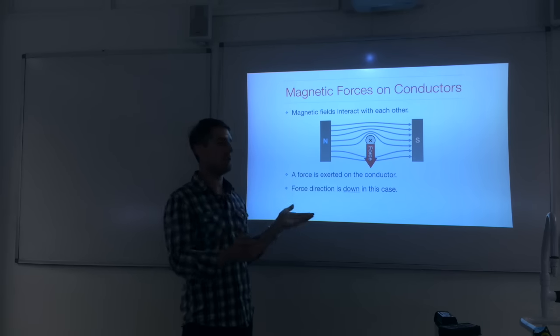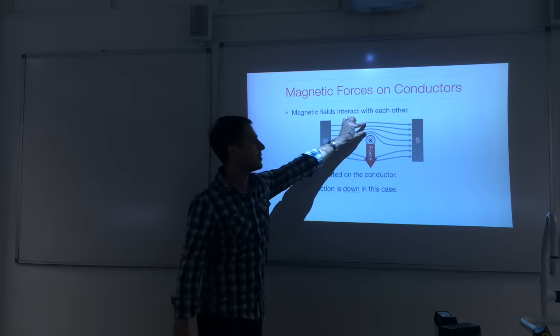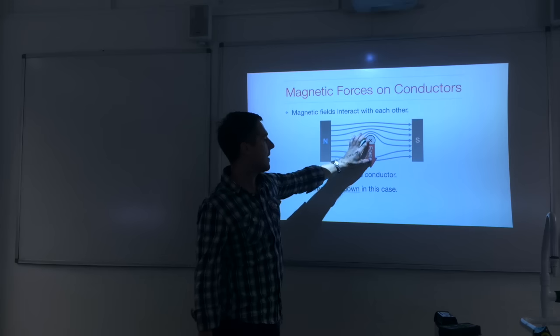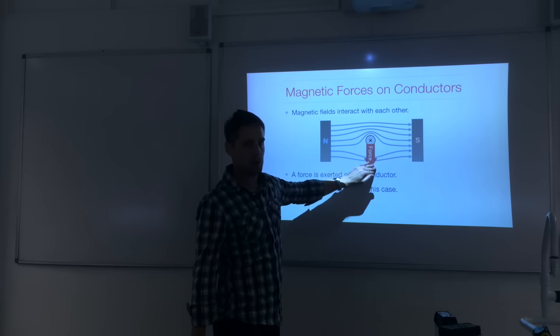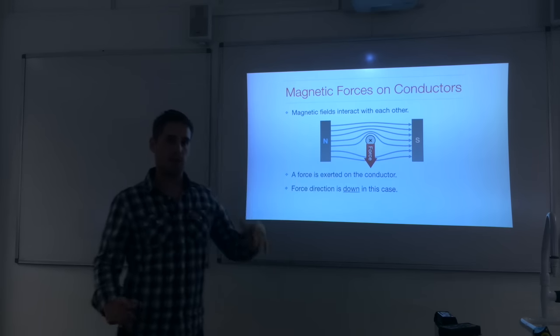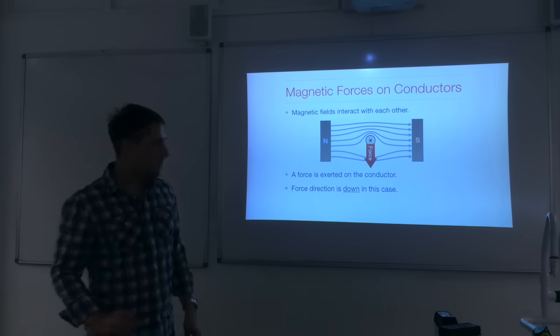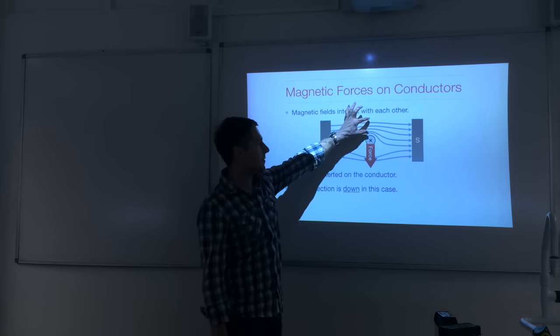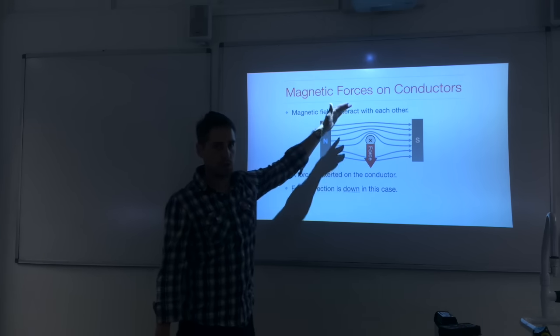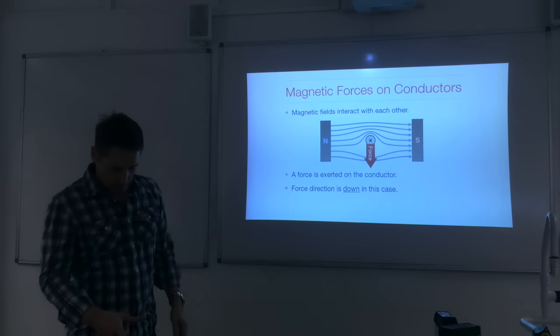I'm not saying that's the reason, but you can imagine those field lines want to spread out, and there's plenty of room for them to spread out into here, so they're going to force the conductor down in order to do that. The other thing you can think of is that you've got a stronger field there and a weaker field there, so it's going to force it down.